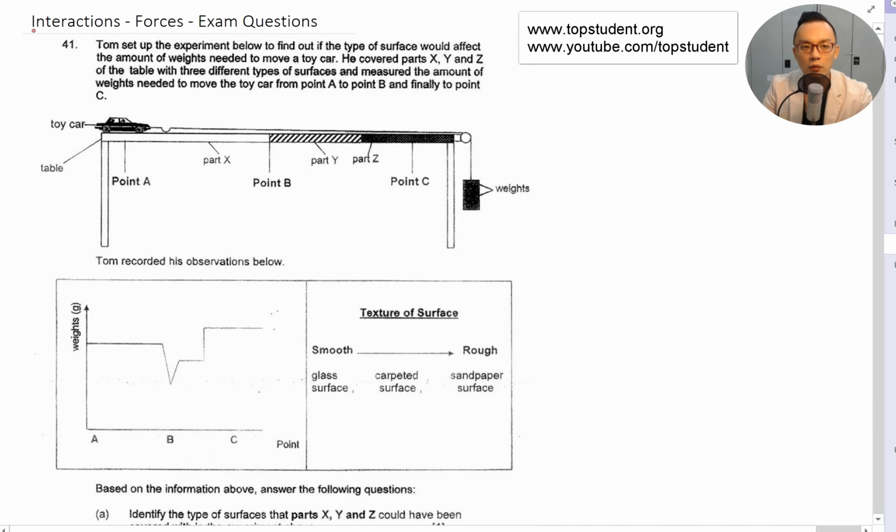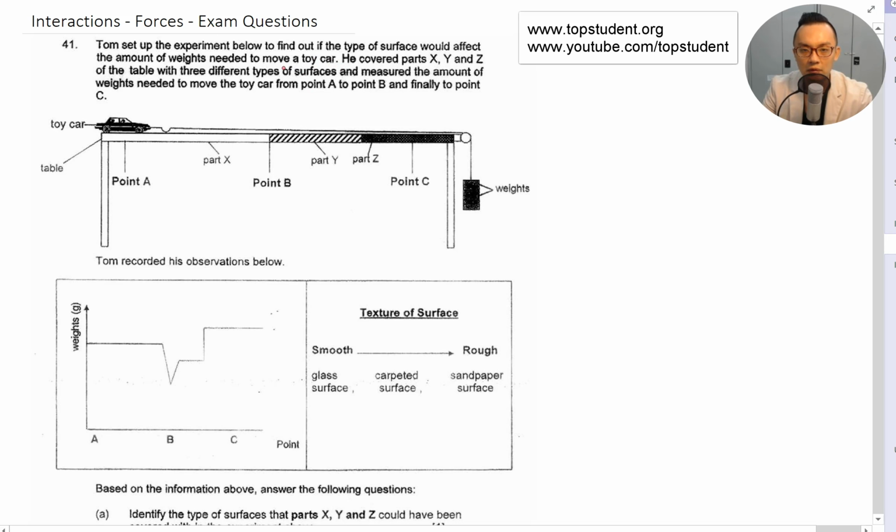In this video, we are going to go through the module of interactions. Chapter is forces. We're going to look at some exam questions which have come out in previous SA1s, SA2s, and CA1s before. Tom set up the experiment below to find out the type of flat surface will affect.